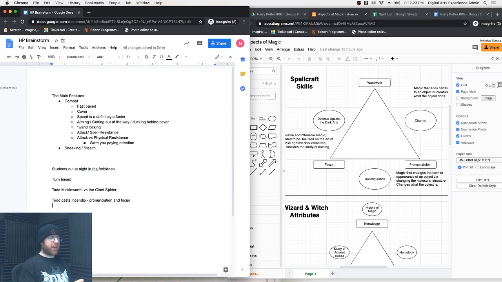This is where we have to figure out if casting the spell is even successful, because this is where it's going to get interesting. How do we determine how successful the spell is cast? Because it is possible for a student not to be able to cast the spell, right? So, do we have a check for that first? So, Todd checks if he is successful.